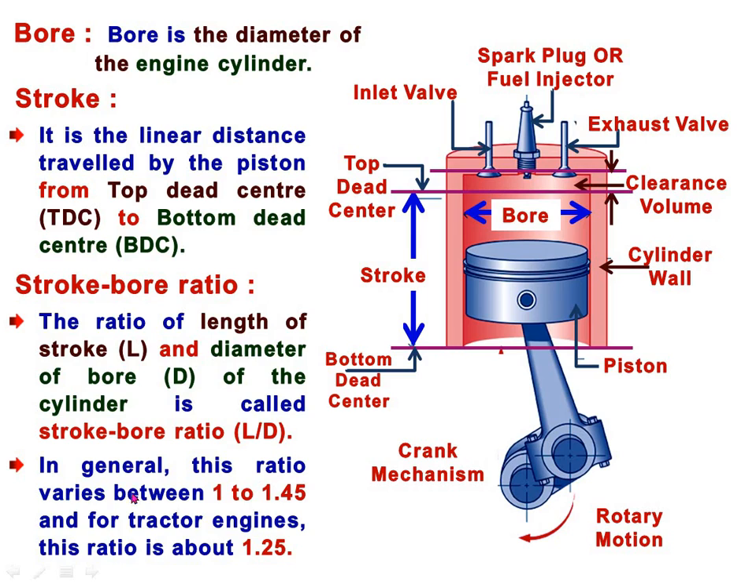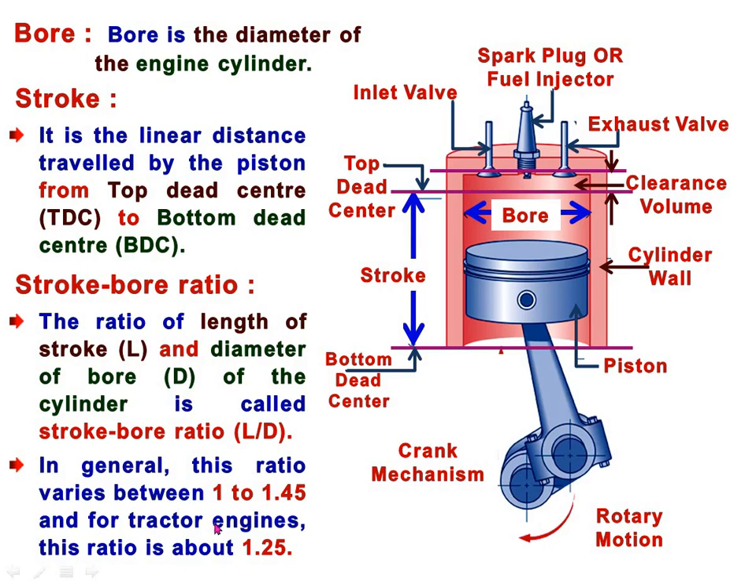Now in general this ratio varies between 1 to 1.45. Generally for the IC engine it ranges from 1 to 1.45. If the ratio is 1, then L is equal to D, so diameter of bore is equal to the length of stroke. But if it is greater than 1, it may be up to 1.45. If it is greater than 1, then the length of the stroke, or height of the cylinder, is more than the diameter of bore.